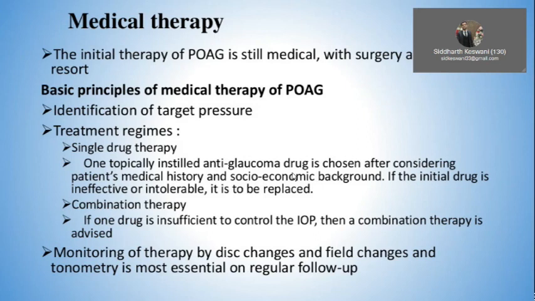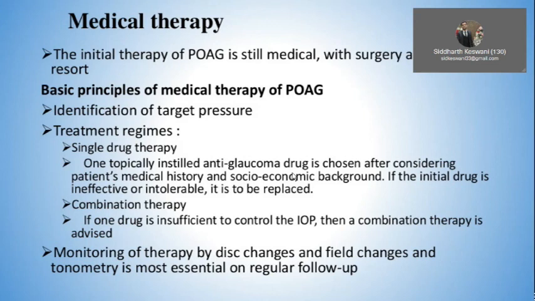The basic principle of the medical therapy of primary open angle glaucoma is that we identify the target pressure. The treatment regimen is basically a single drug therapy. One topically instilled anti-glaucoma drug is chosen after considering the medical history and the socio-economic background. Then we have combination therapy: if one drug is insufficient to control, then we combine it with another drug. Monitoring of the therapy by disc changes and field changes is an essential part, on regular follow-ups.